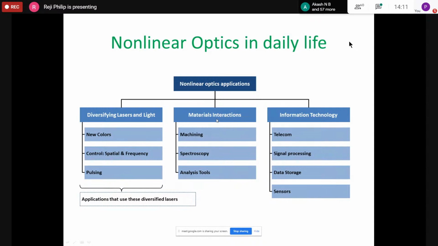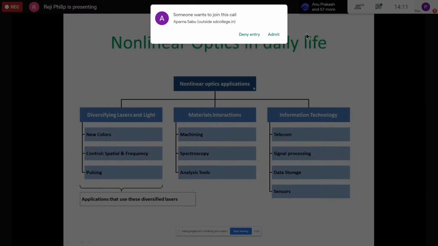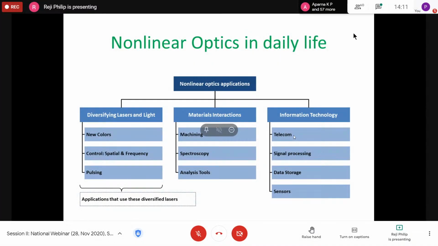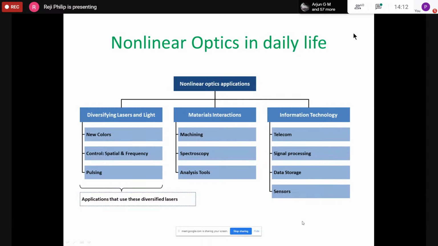And then there is laser matter interaction. So there we have machining, micro machining using laser beams. In fact, some medical applications also come here. Then there is spectroscopy, analysis, all that happens in material interaction. Then there is information technology where NLO has an impact. So there is telecom, signal processing, data storage, sensors. So we will see some of these in today's talk.